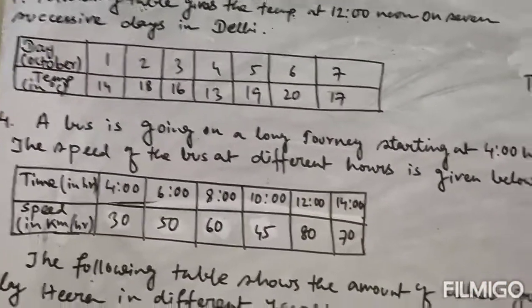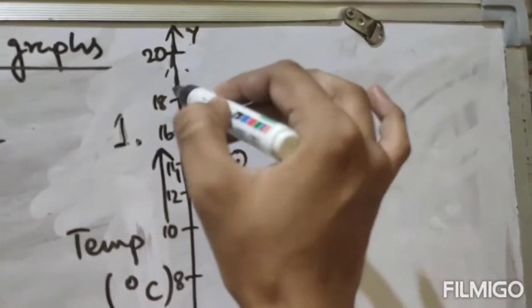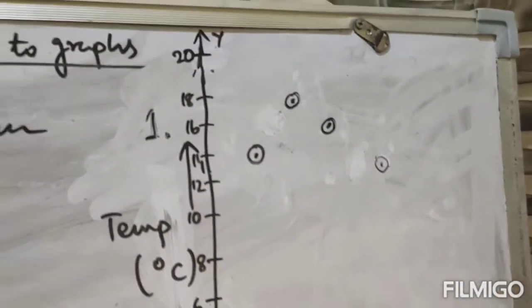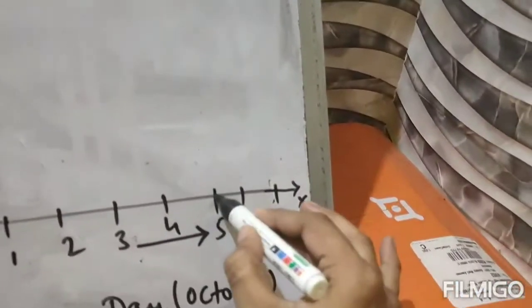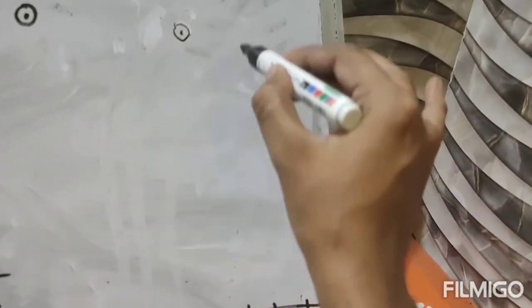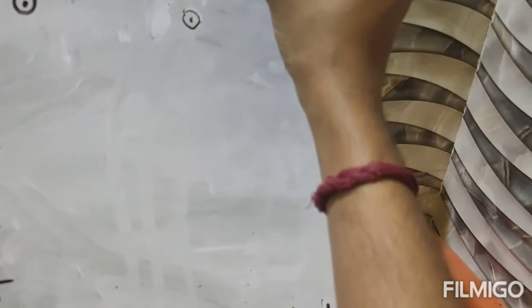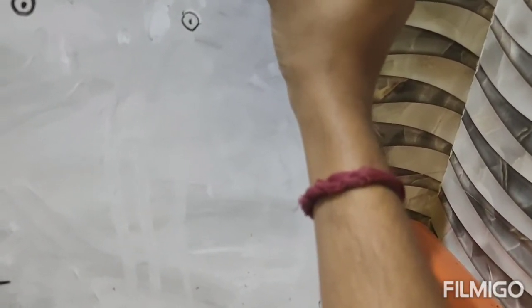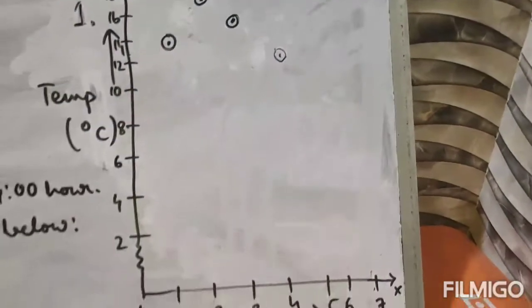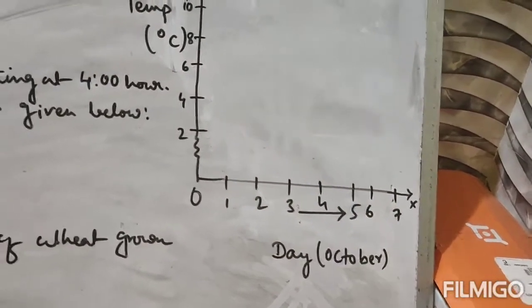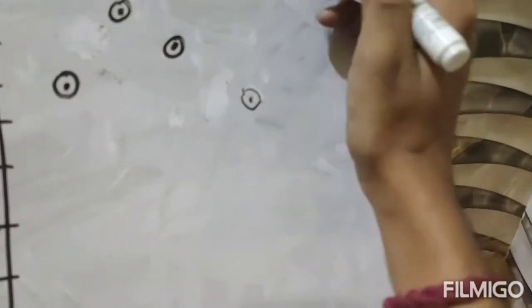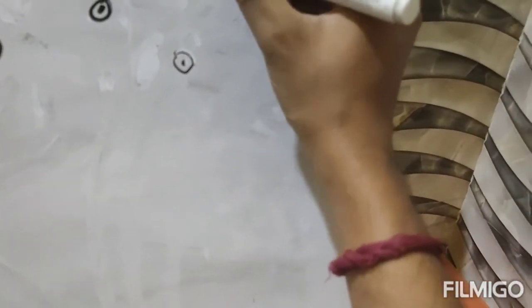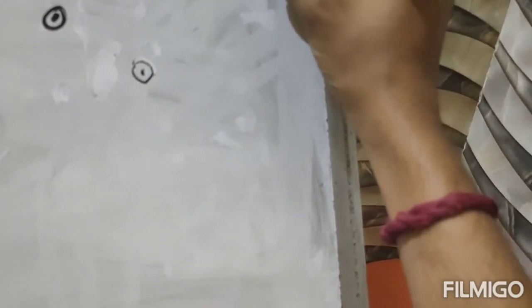Next, the fifth day it is 19 degrees. 19 degrees means between 18 and 20, so the fifth day is almost here. Sixth day it is 20 degrees. The fifth day will be between 18 and 20, it is 19 degrees, and 20 degrees will be on the sixth day. So on the sixth day, 20 degrees, it will be here.